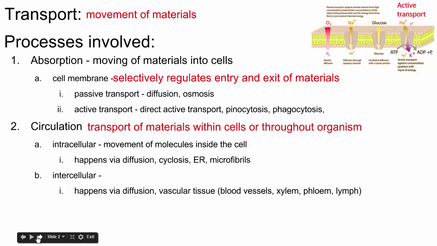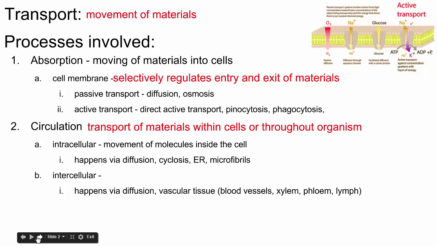So within a single cell, we have intracellular transport, movement of molecules within a single cell. And that happens through diffusion. Molecules can just diffuse from one part of the cell to another through the cytoplasm. The cytoplasm itself actually moves around and circulates within the cell. That's called cyclosis. The ER, the endoplasmic reticulum we talked about, helps transport material from one part of a cell to another. Microfibrils are tiny strands of fiber which help in the movement of molecules. So all of those things are used to move things within a single cell.